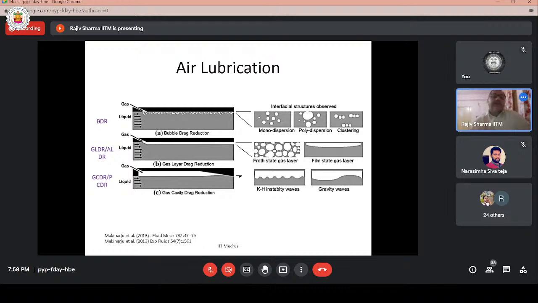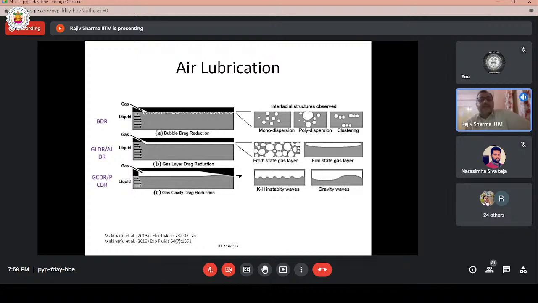Now the complexity level increases from A to B to C. For example, it is very easy for you to ensure that the entire hull is covered with bubbles. It is slightly difficult for you to maintain the gas layer. It is also very difficult for you to maintain the gas cavity over the entire length. But all have been tried, all have been analyzed. So, in the first case, people have observed the interfacial structures: see the monodispersion, see the polydispersion, see the clustering.